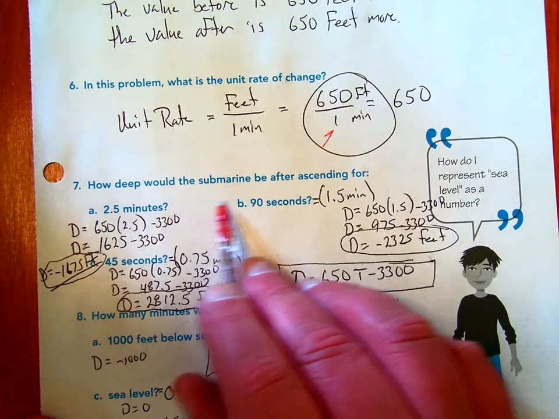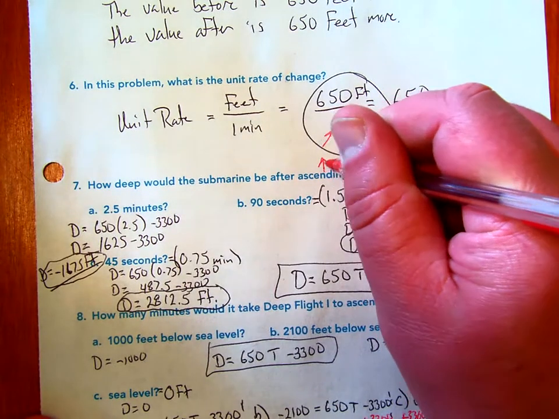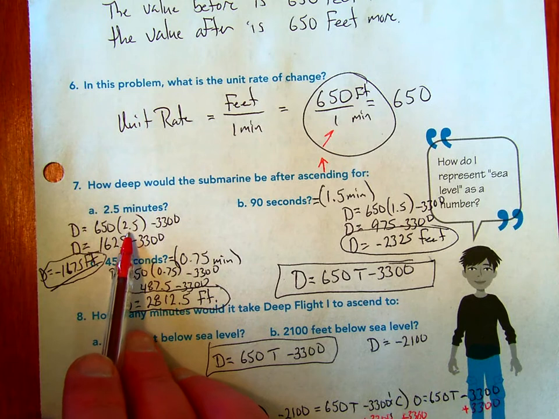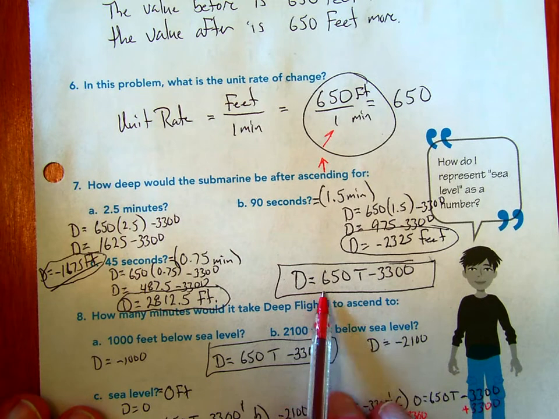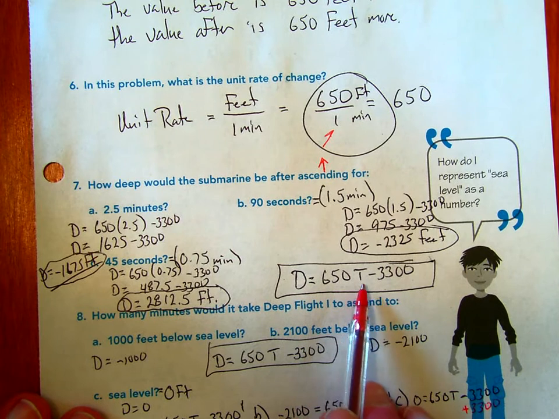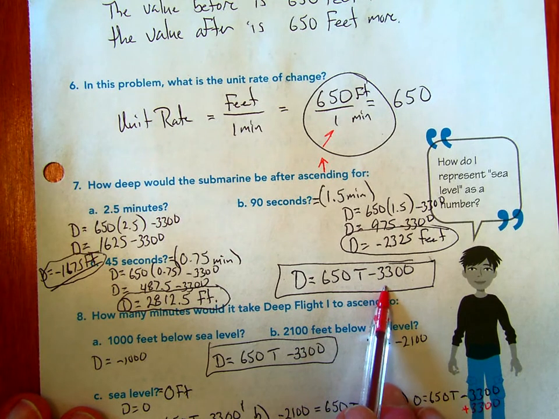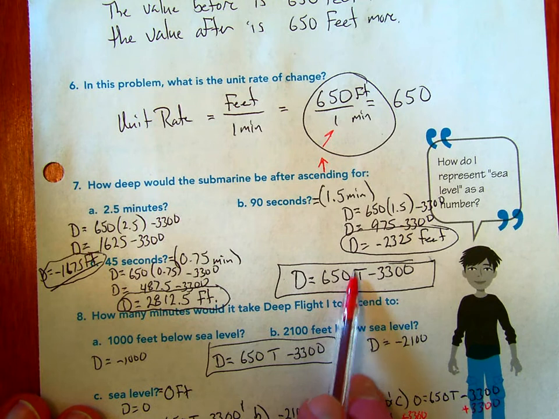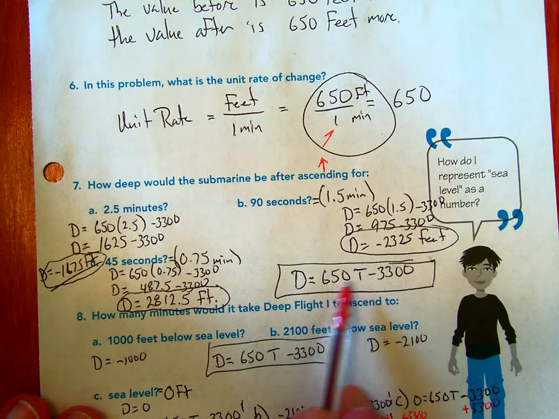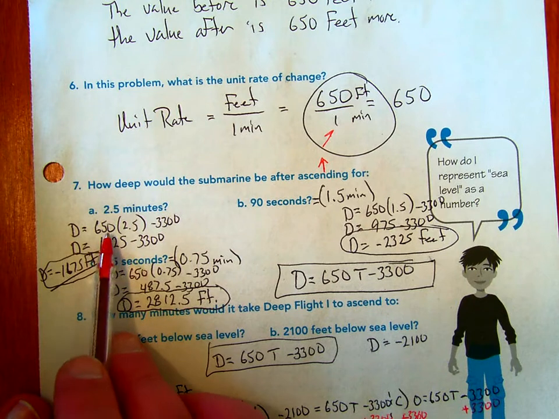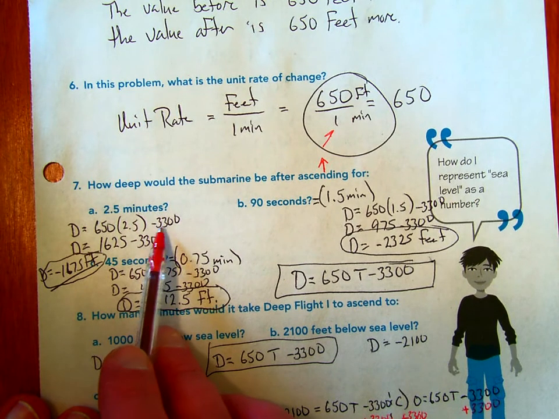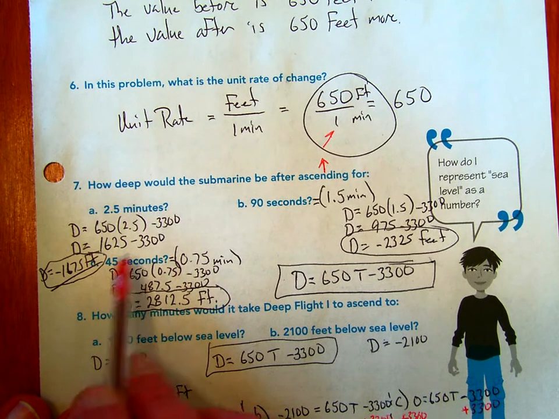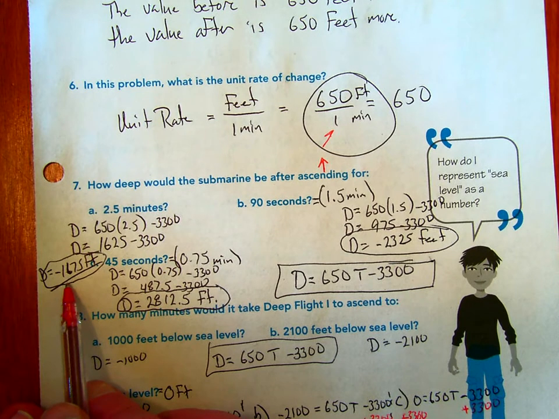How deep would the submarine be after ascending? Again, ascending is going up for 2.5 minutes. I'm going to put 2.5 in for my time. I'm using this equation. Depth is 650 multiplied by time in minutes minus 3,300. So I'm going to use this equation each time. And I'm just putting in some time and solving for depth. Depth is 650 multiplied by 2.5 minus 3,300. 650 times 2.5 is 1,625. 1,625 minus 3,300 is depth is negative 1,675 feet.